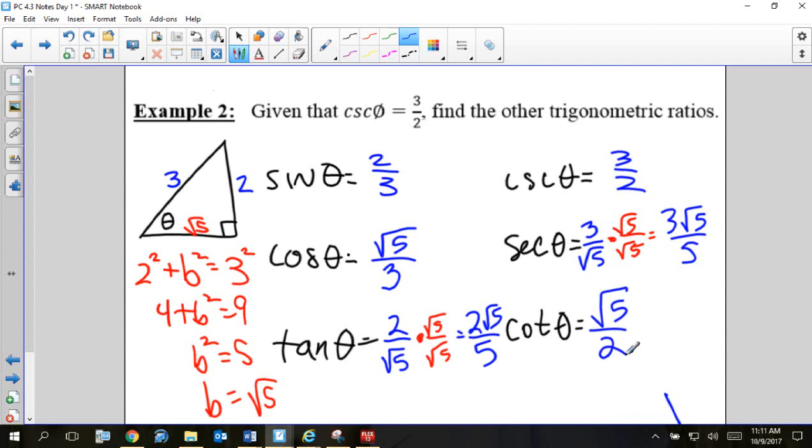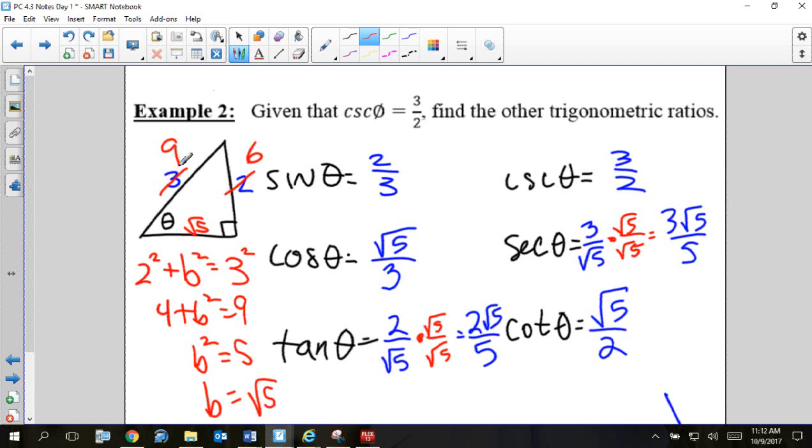All right? Good? When you do this, you do simplify. So while I had said this was 2 and 3, it might have been 6 and 9.